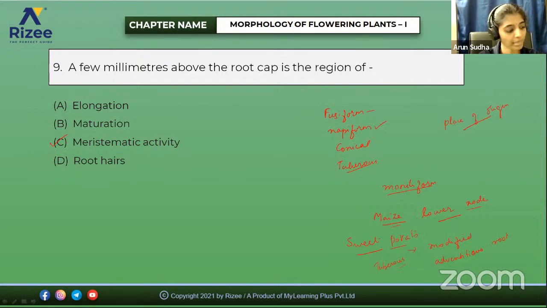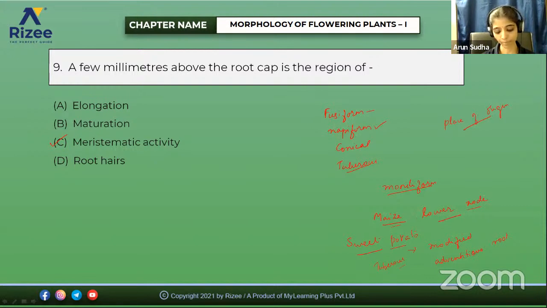Then the next question is, radish is an example for a fusiform root, napiform root, conical root, or a tuberous root. Radish is, yeah, option A. It is an example for fusiform root. Then the roots associated with nitrogen fixing bacteria are fusiform roots, napiform roots, nodulated roots, and then conical roots. Option C. Yeah, good.